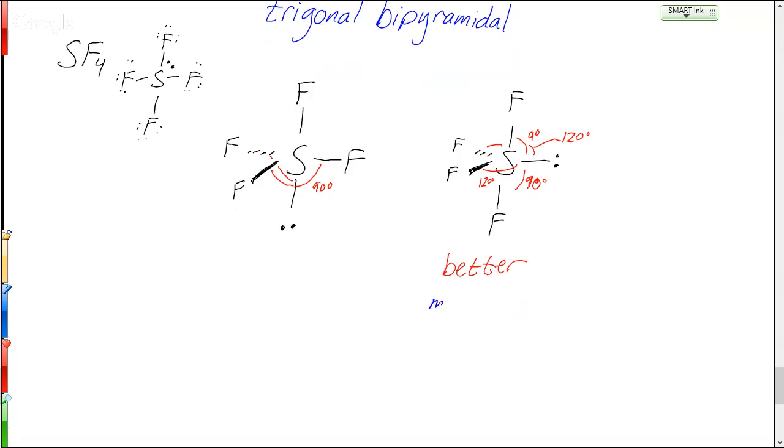And that molecular geometry is called seesaw. So it kind of looks like a sideways seesaw.